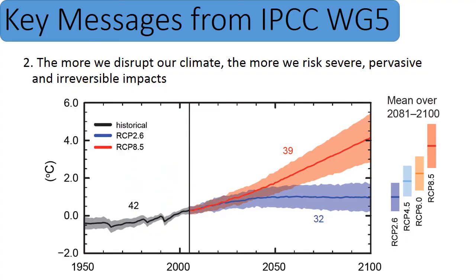All right, the second key message that we have from that report from the IPCC is that the more that we disrupt our climate, the more risks that we have, the more severe those risks will be, and that there will be irreversible impacts. So you won't be able to fix the climate, basically. Basically, this is saying that the longer that we continue to emit fossil fuels, in particular carbon dioxide, the more severe that the impacts will be. Now, already some impacts that we are seeing and some impacts that we will continue to see are irreversible.